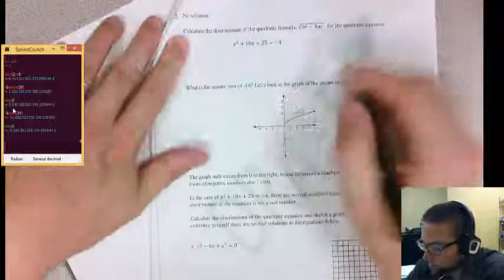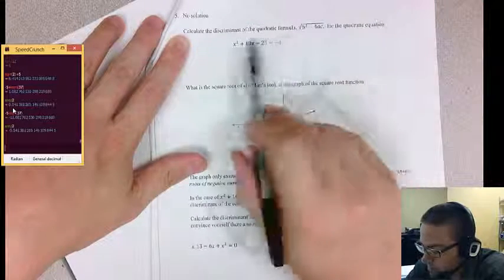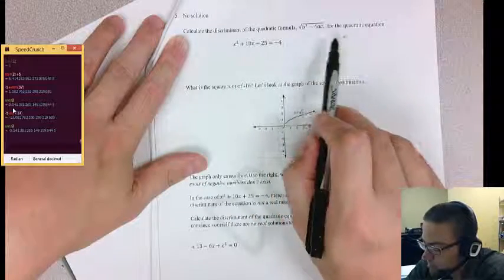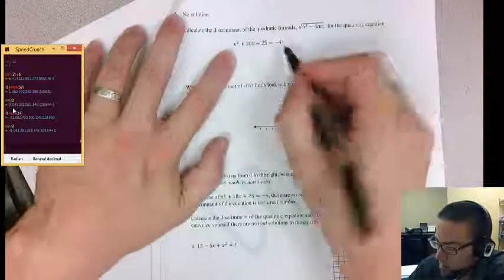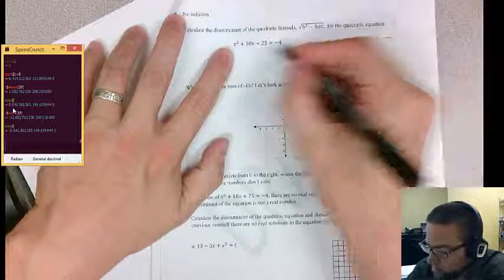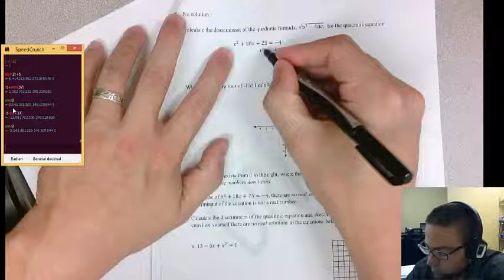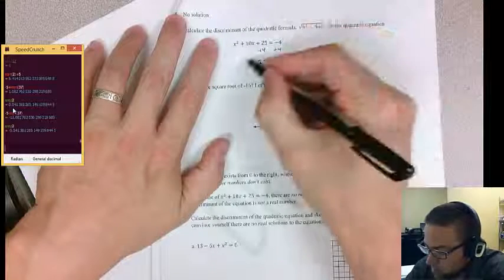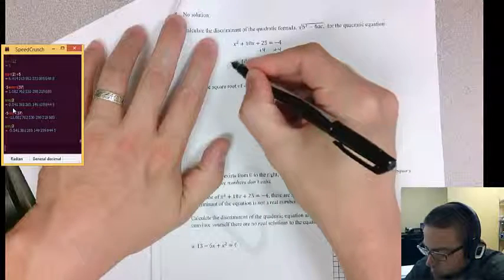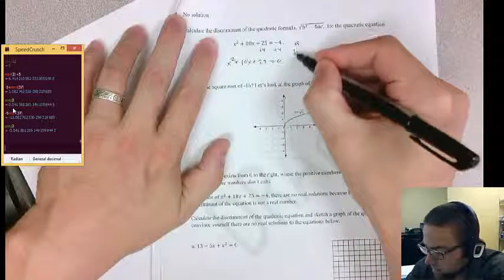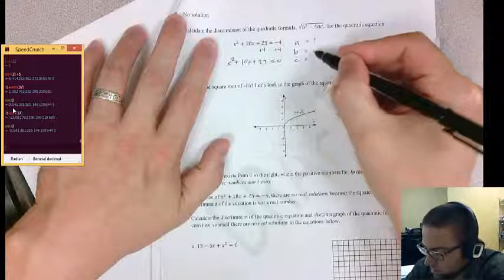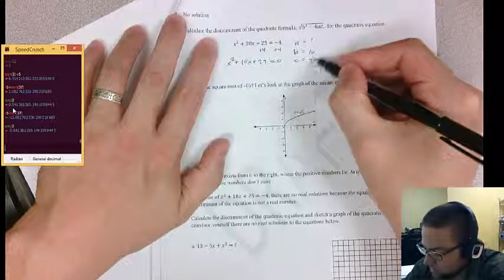Sometimes there's no solution, right? So calculate the discriminant of the quadratic formula for the quadratic equation here. Alright, so we need to set it equal to 0, so I'm going to add 4 to both sides, so I get 29. And then my a, b, and c are 1, 10, and 29.